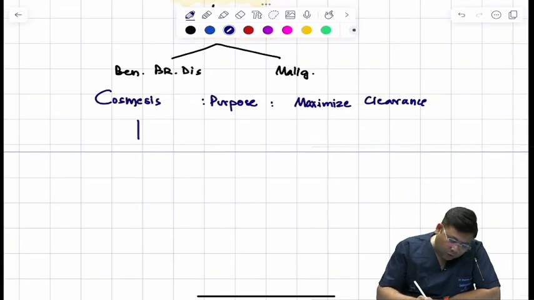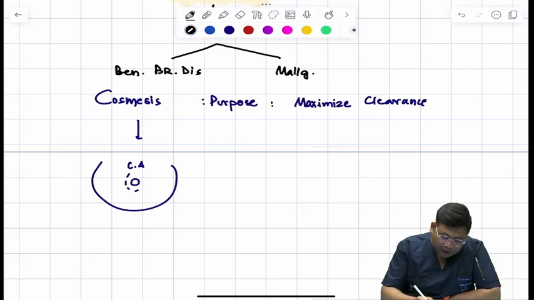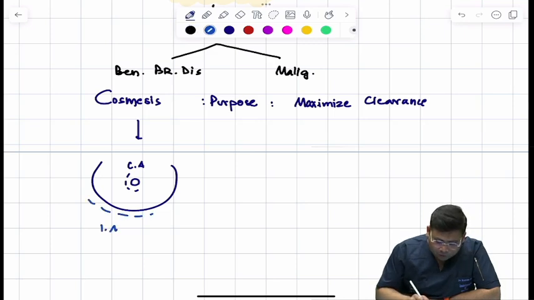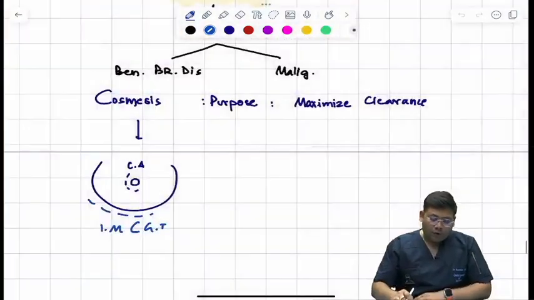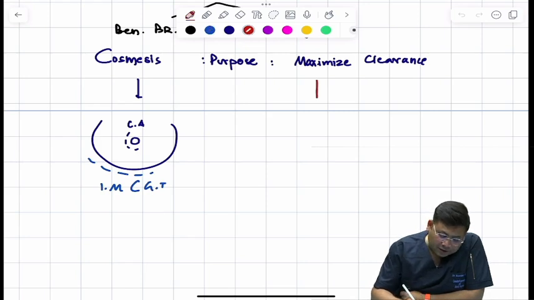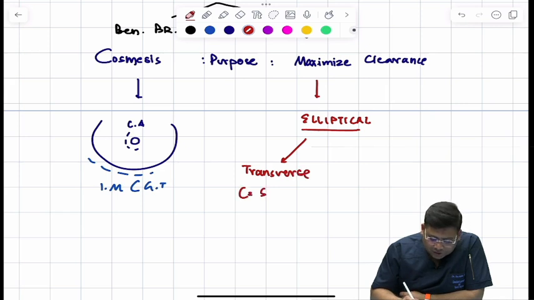Whenever we talk about cosmesis, there are two contours which we prefer: circumareolar, which I have already described, or Webster's, and the second one is the inframammary, or Gallard-Thomas. These are the incisions we have already seen. But when we talk about maximization of clearance, then the incision is elliptical. We have two types of elliptical incision. We have the elliptical transverse, also known as Stewart's incision, or the elliptical oblique incision. What is this oblique incision better known as? Orr.